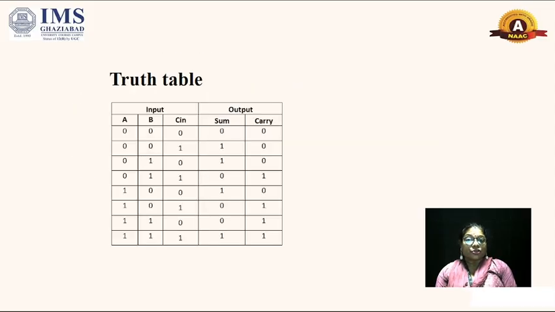If we talk about the truth table of the full adder, it is the addition of three bits. One is A, another is B and the third is C in, the carry input. If we add three numbers, 0 plus 0 plus 0, the sum will be 0 and carry will be 0. If we add 0 plus 0 plus 1, the sum is 1 and carry will be 0. If we add 1 plus 0 plus 0, the sum will be 1 and carry will be 0.